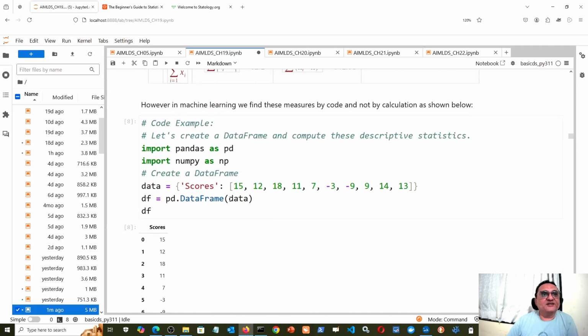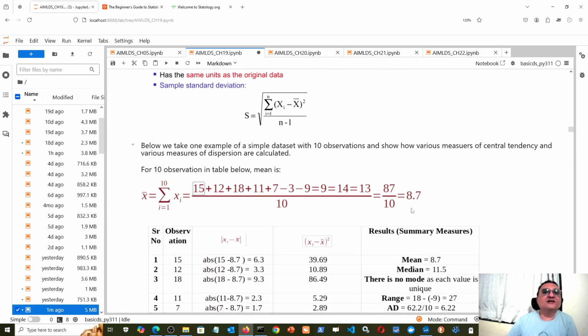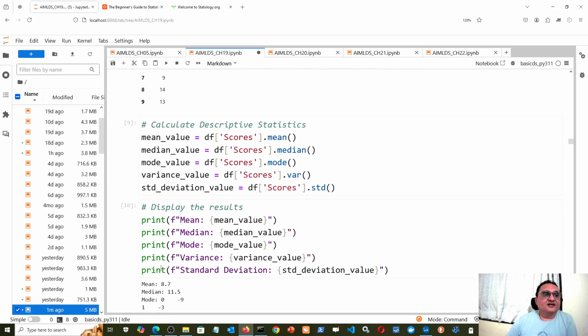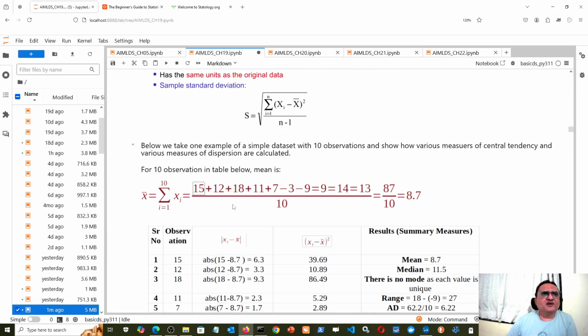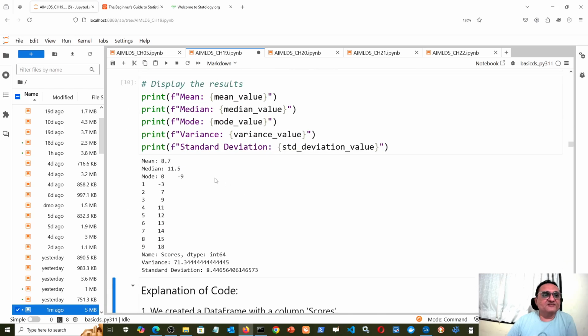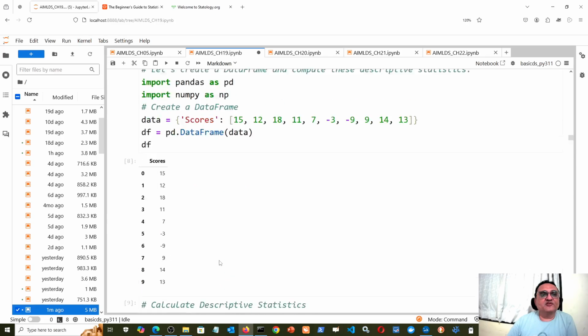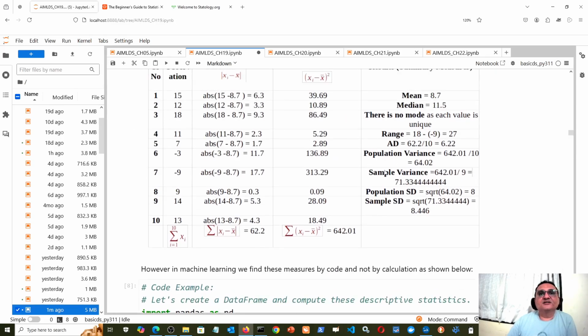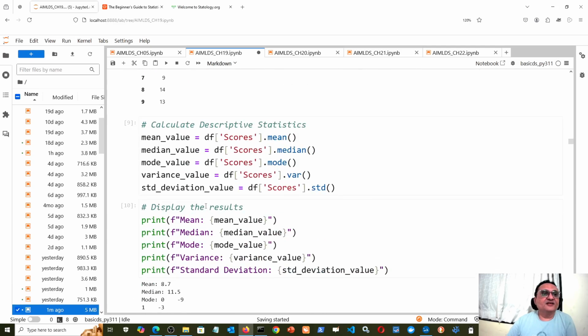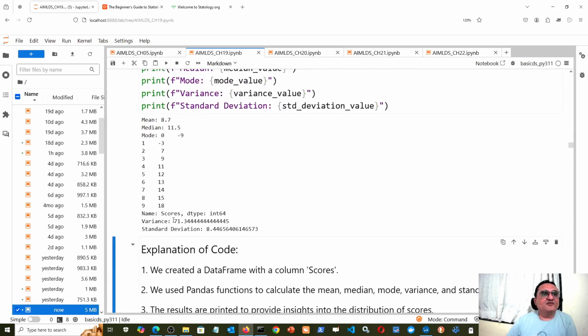So the mean was 8.7. Here also the mean was 8.7. Okay, the median is 11.5, which we did not find. We directly found the mean absolute difference, which was 62.5, which here is not found. Then the mode is also not found. Variance for the sample was 71.33. Here also you will get 71.33.